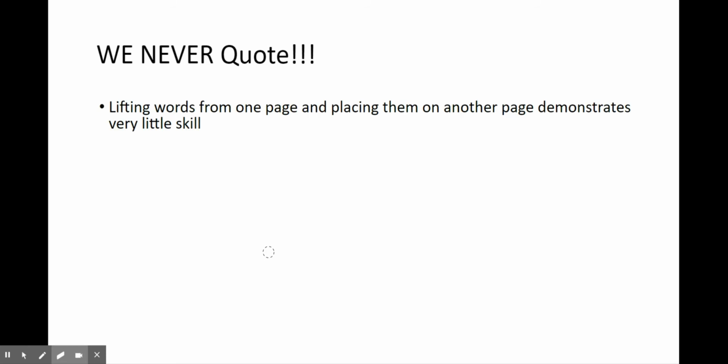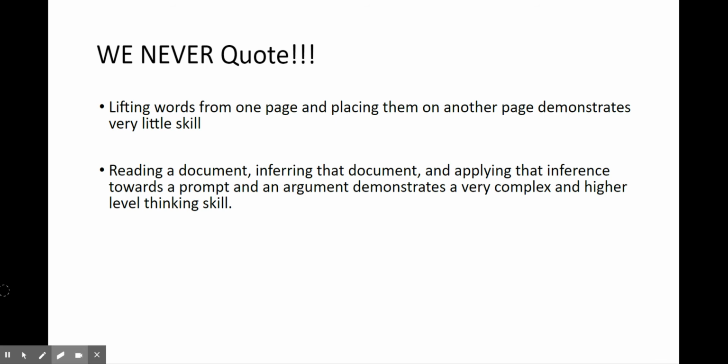Again, we never quote. Quoting and just putting words down is not a college skill. Your skill is your ability to show your reader how well you work with documents. And quoting shows that you do not work well with documents, but you want to infer them. You want to be able to read them and place them down in your own words, how they go towards answering the question. Again, reading a document, inferring that document, applying that inference, that's a high level thinking skill. That demonstrates complexity. And that's the kind of thing that you would associate with a college level class.